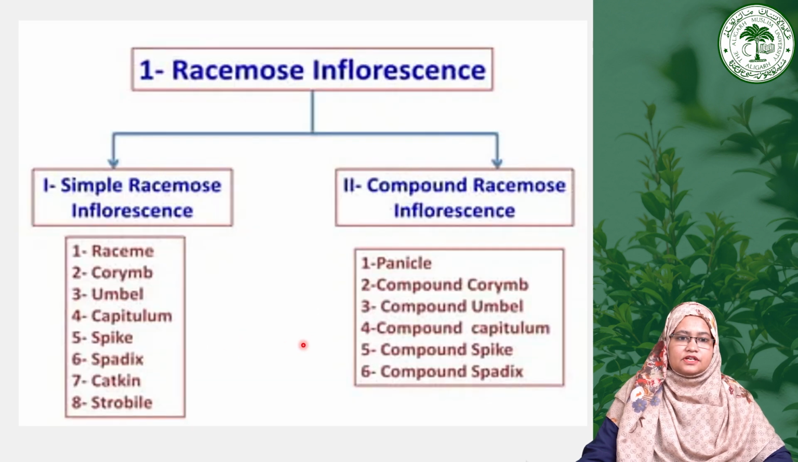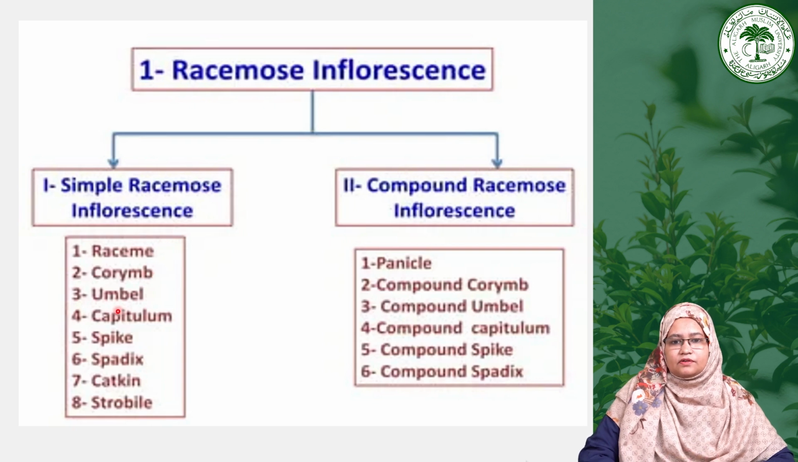And the examples of racemose, as we have seen earlier, are spike, raceme, corymb, umbel and head. So racemose has two further categories, either of a simple type or maybe compound type. In simple type there is only one axis of inflorescence, and in compound there are many axes and division of the compound axis of the inflorescence. Like in simple type there is a raceme, corymb, umbel, capitulum, spike, spadix, catkin and strobile, while compound has a panicle, compound corymb, compound umbel, compound capitulum, compound spike and compound spadix.